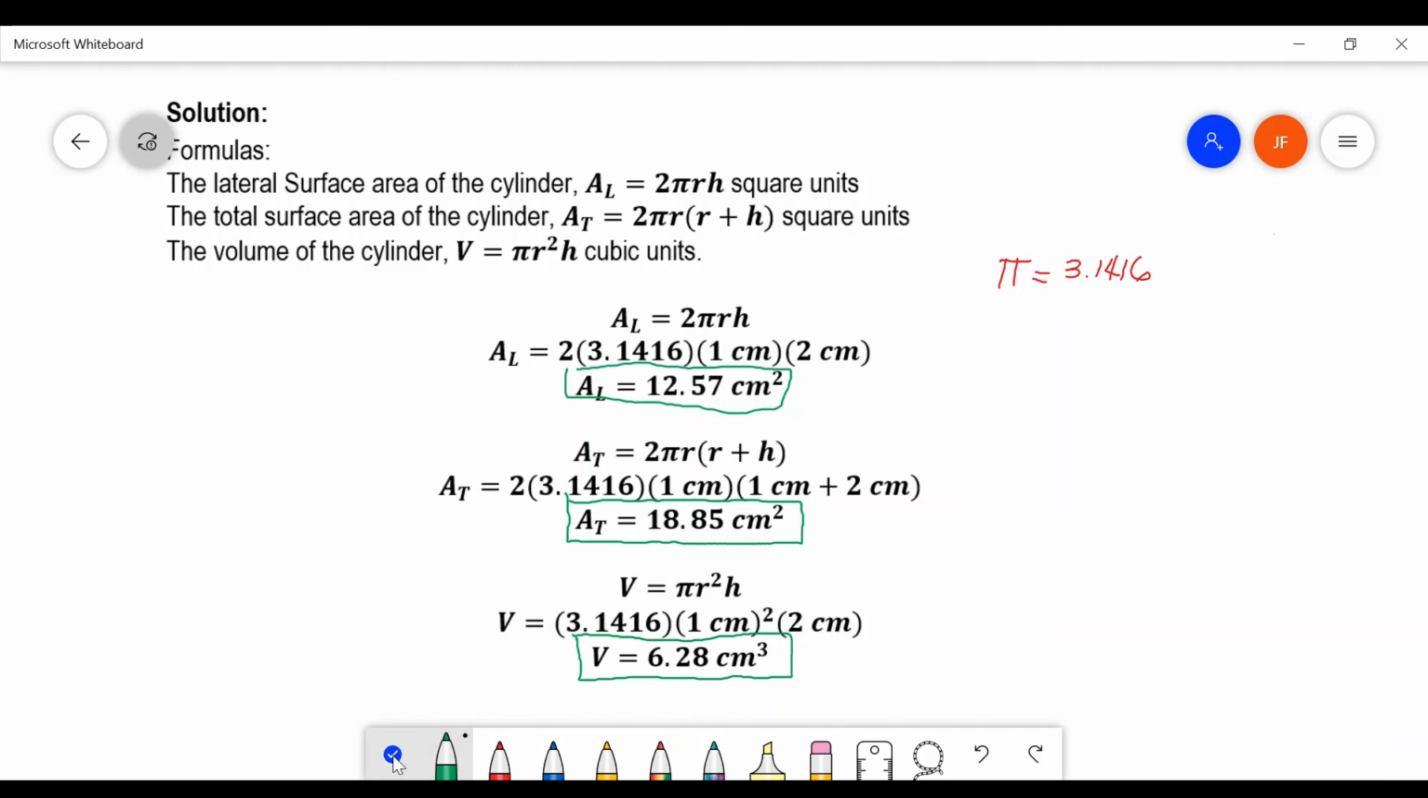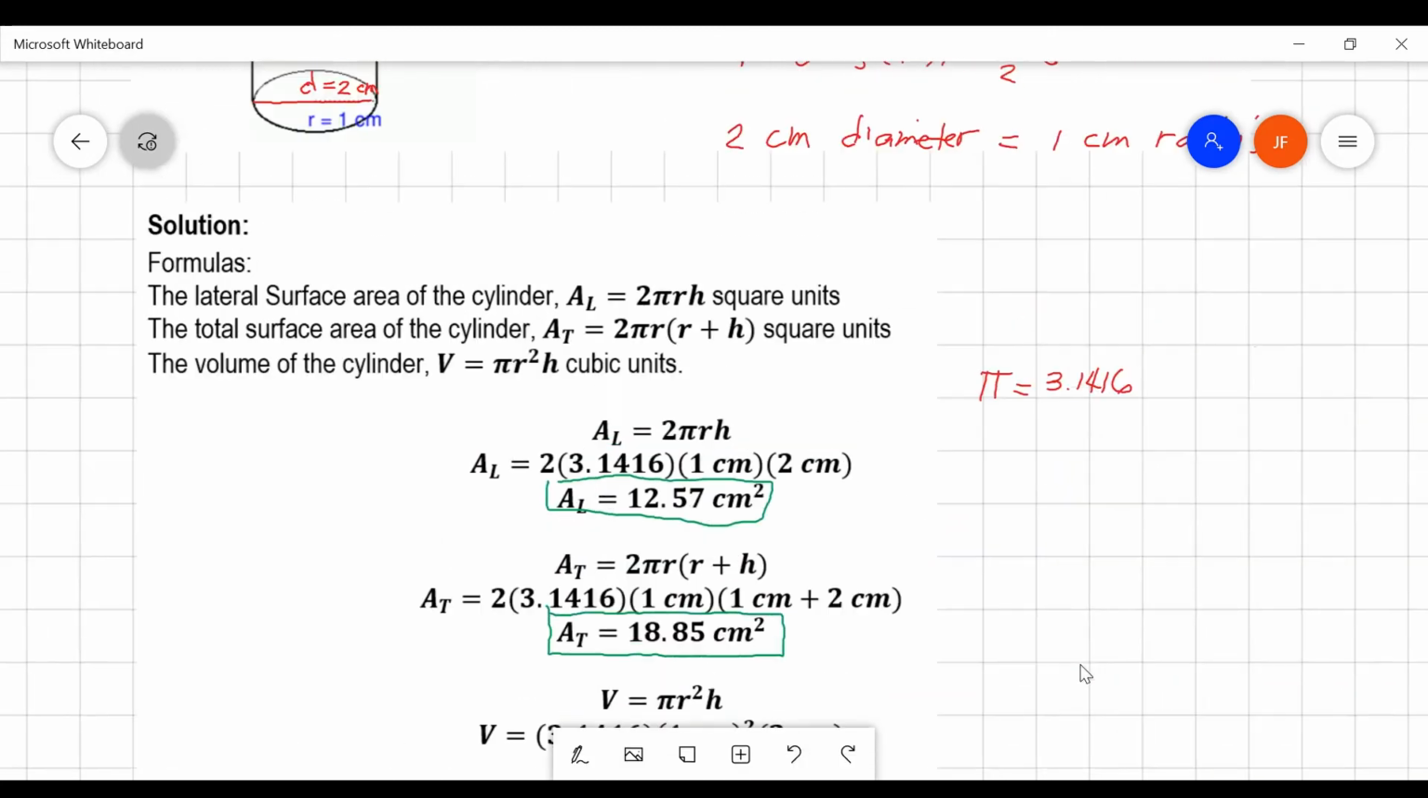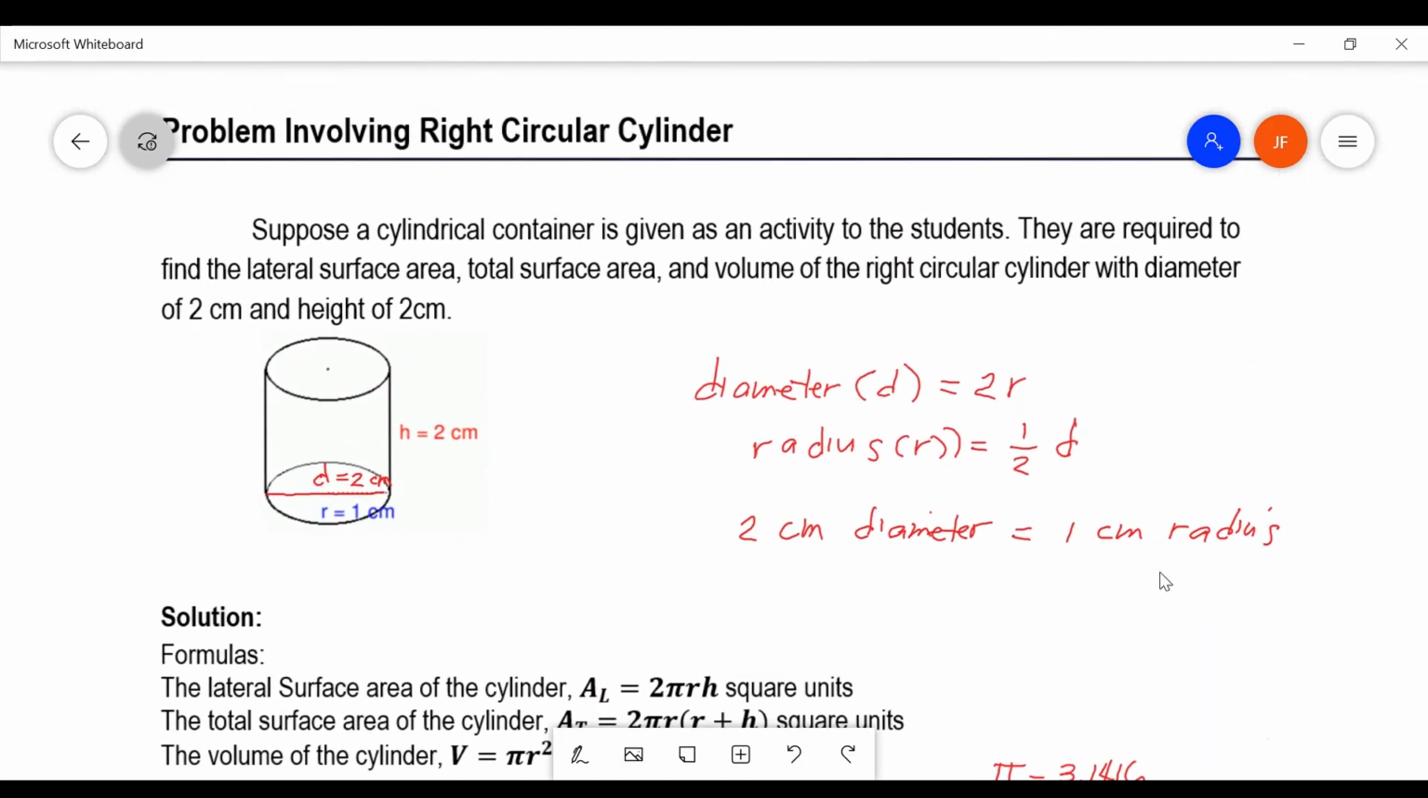Now, where can we find the cube? The cube is the quantity that this cylinder can hold. So that's the volume of the cylinder.